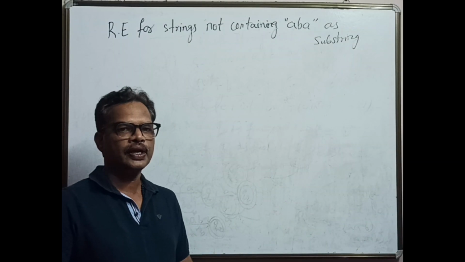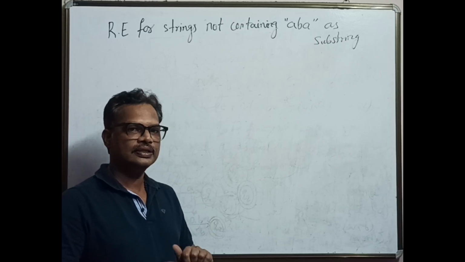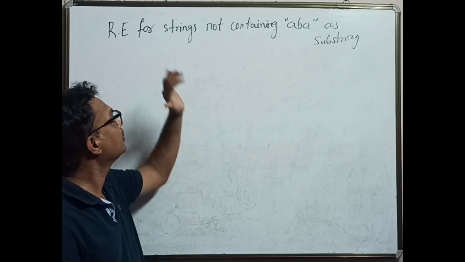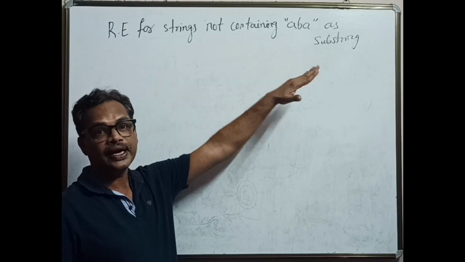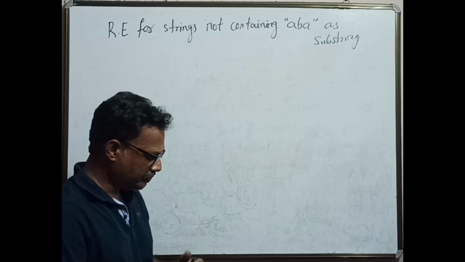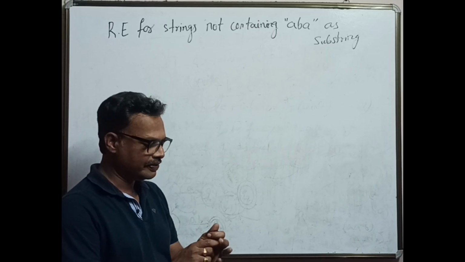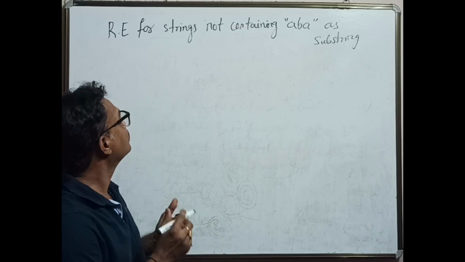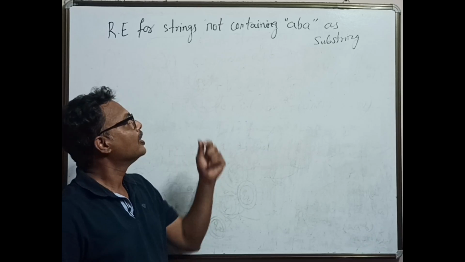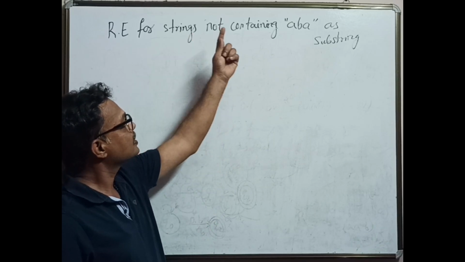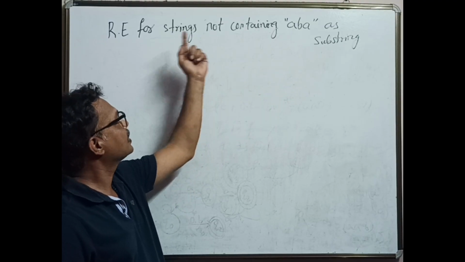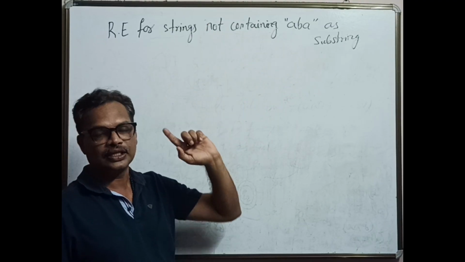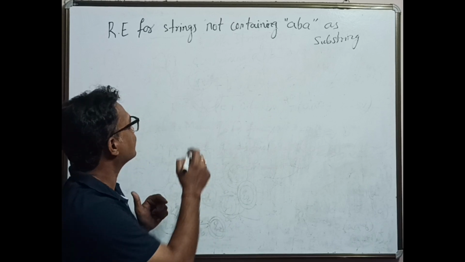Hello everyone. In this session, let us try to understand how we can frame a regular expression for strings not containing ABA as substring. Now, as usual, first of all, we are supposed to design a DFA that accepts strings containing ABA as substring. So let us first design the DFA for that.